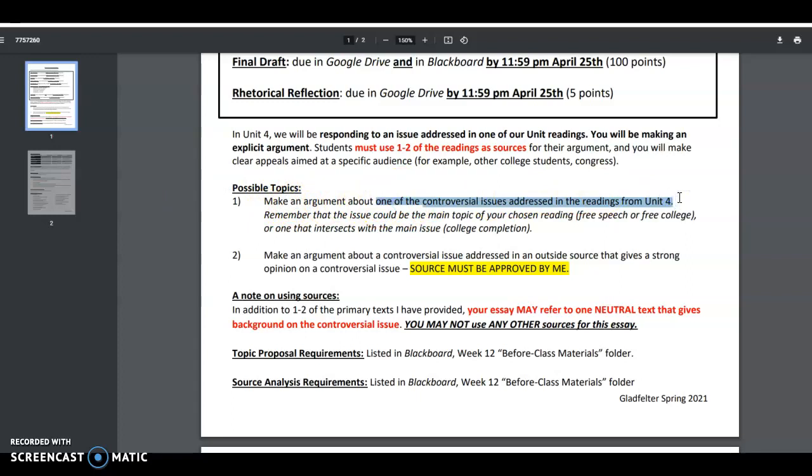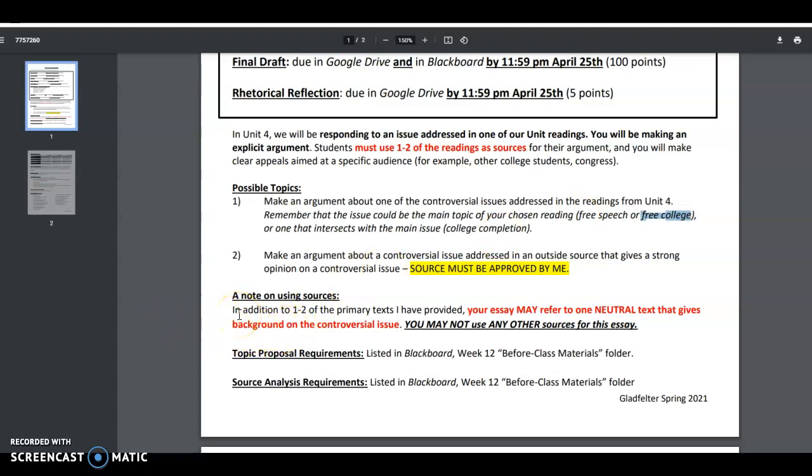There are some readings after class this week, in addition to the reading I just had you do, that cover controversial issues. So free speech, free college, but also, like I was just saying, make sure you remember that you can cover an issue that is intersectional or tangential to that. For example, the idea of people finishing college as opposed to just paying for free college, which makes more sense after you've read that article.